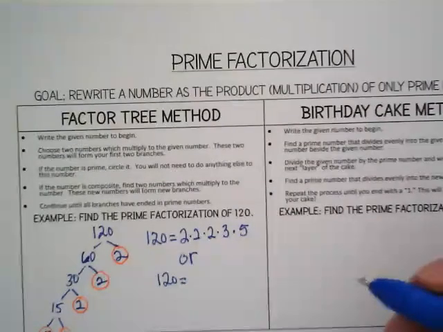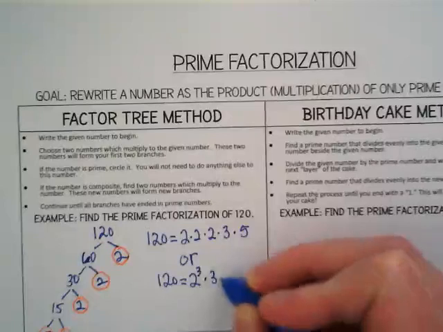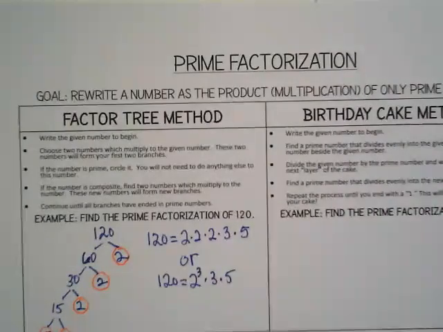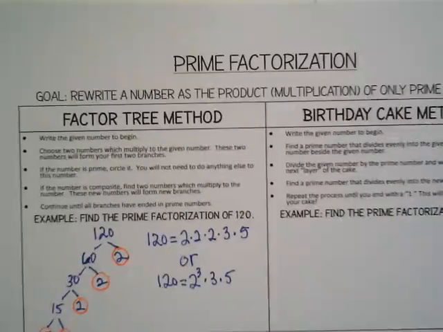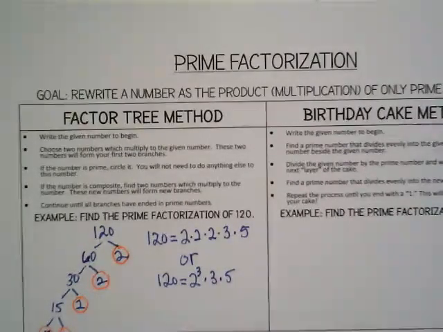How many twos are there? 3. So I'm going to write 2 as its base with its exponent of 3 times 3 times 5. They mean the same thing. Agreed? Yes. Okay. As a visual learner, I prefer this other method I'm going to show you, because for me, it just comes out neater. This is a nice, neat tree because we kept finding primes as we went. But you guys have seen them where they get really messy, right? Yeah. This one does not get messy.